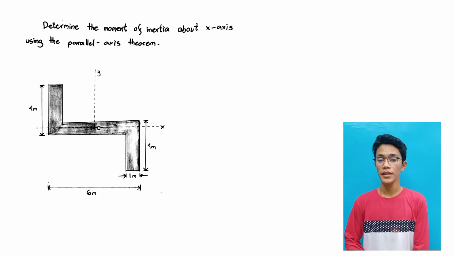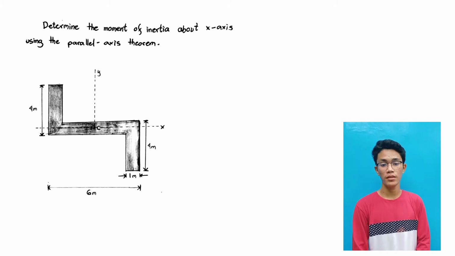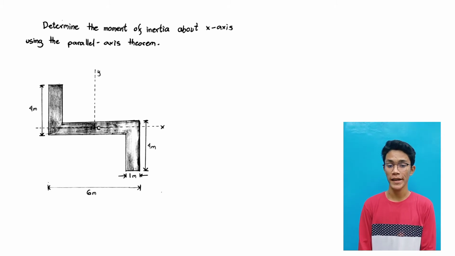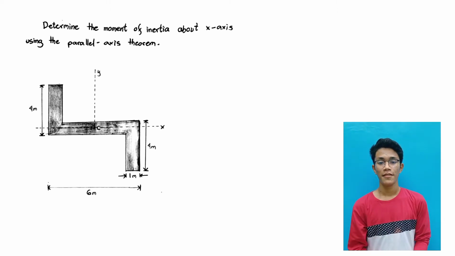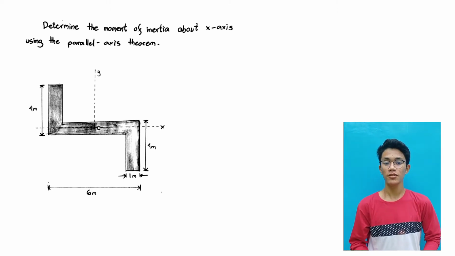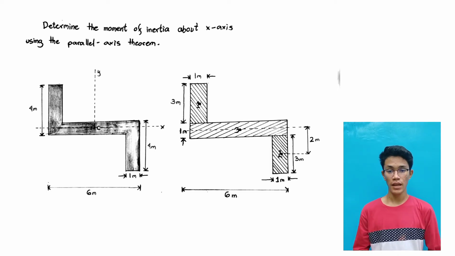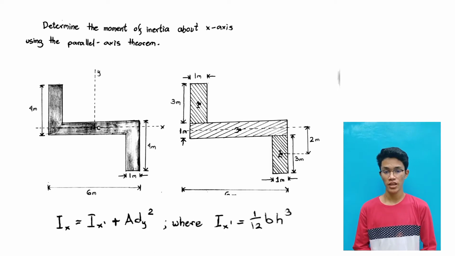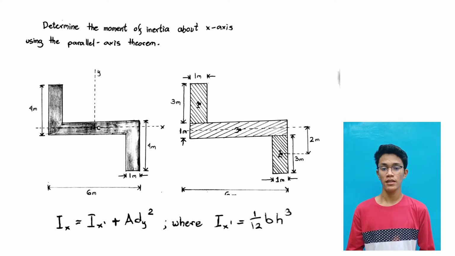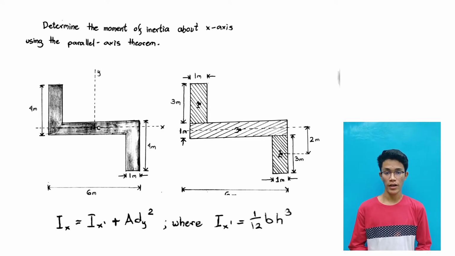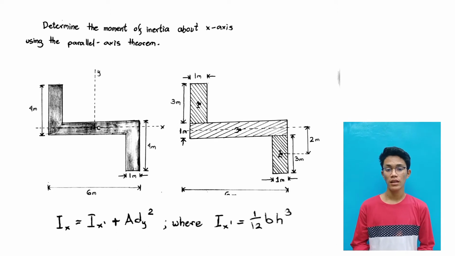This time, let's try to understand some basic concepts of parallel axis theorem by solving our next problem. In this problem, we are going to determine the moment of inertia along x-axis. The first thing that I want to do here is to divide the figure into 3 sections. The parallel axis theorem states that the moment of inertia along x is equal to the Ix prime plus A d with respect to y squared.